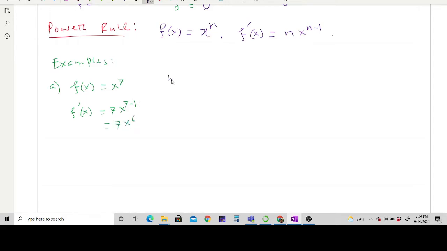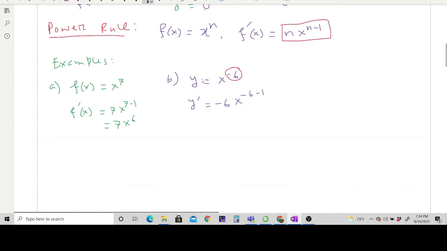Then another example, let's say y equals x raised to the power negative 6. Then y prime equals, here n is negative 6, so you bring this negative 6 down here, then x to the negative 6 minus 1 from the formula of the power rule, which equals negative 6 x to the negative 7.